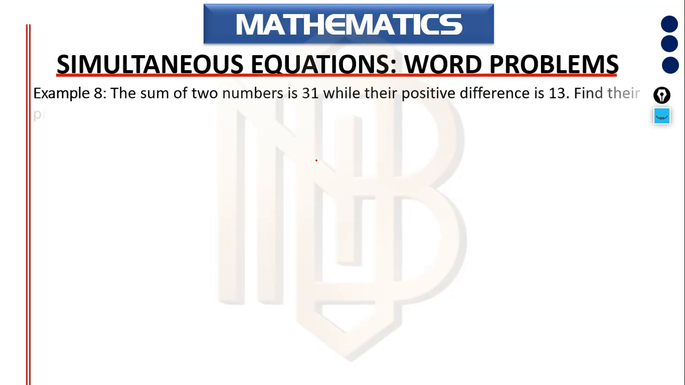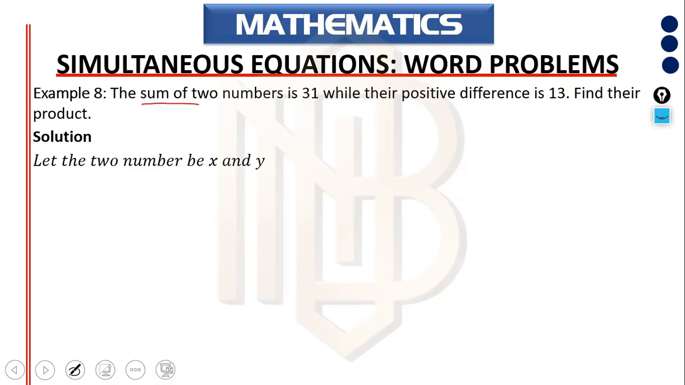Look at this question. The sum of two numbers is 31, while their positive difference is 13. Find their product. Okay, let the two numbers be x and y respectively. According to the question, the sum of two numbers can be represented as x plus y, which is equal to 31. That's why we have this.